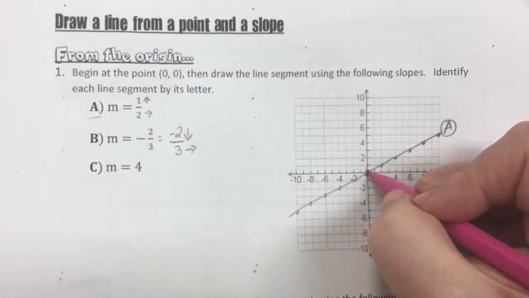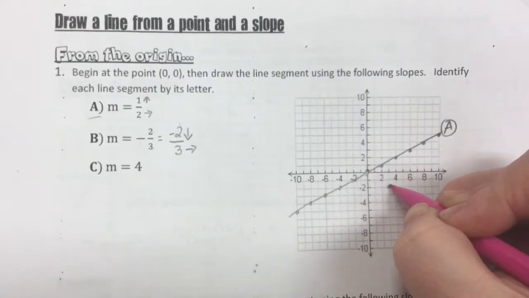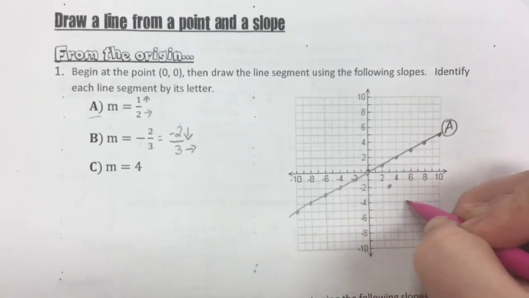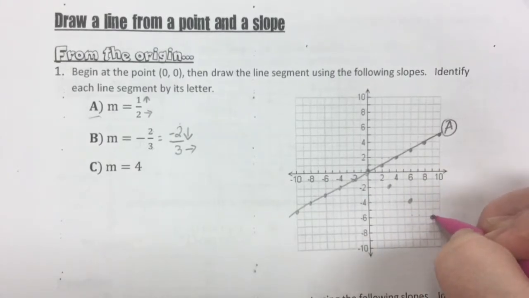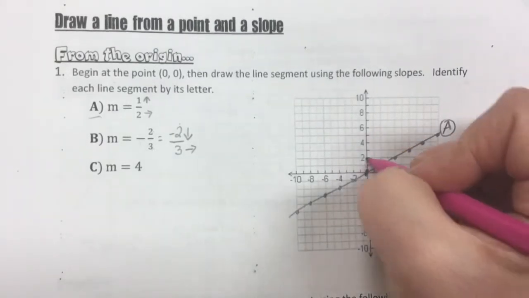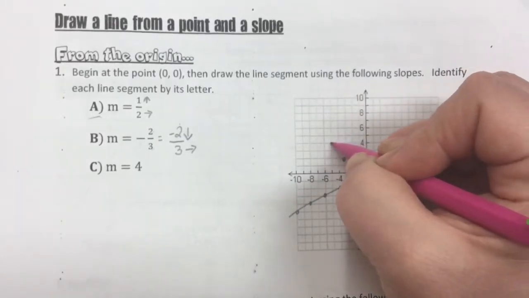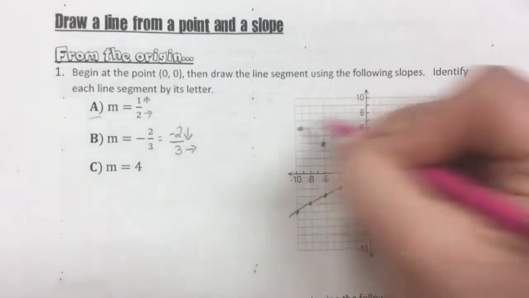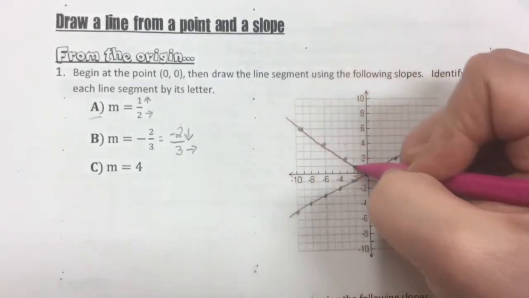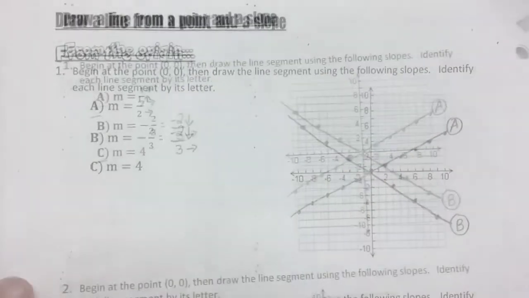Again, I'm starting right in the middle. I'm going down 2, 1, 2, 3. Down 2, 1, 2, 3. Okay, up 2, 1, 2, 3. So I'm just doing the opposite when I go the opposite way. Okay, and that again gives me a really nice straight line that I'm going to label B.